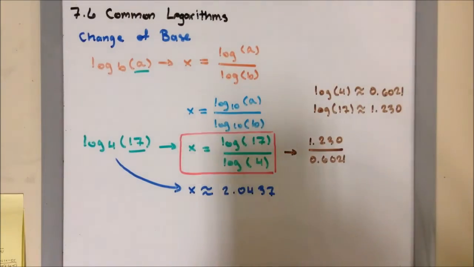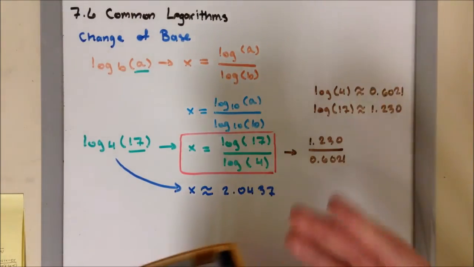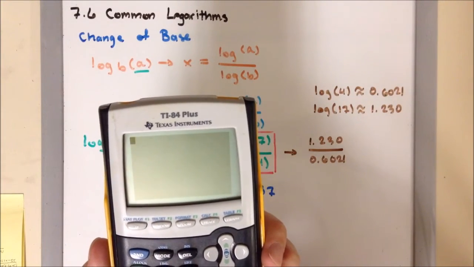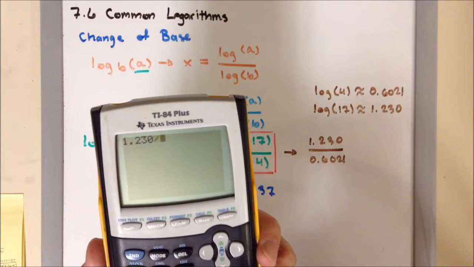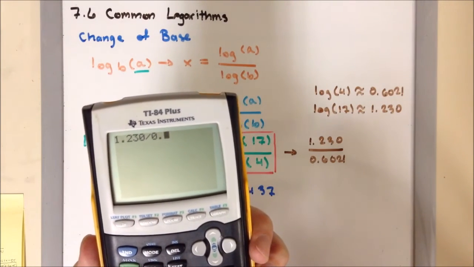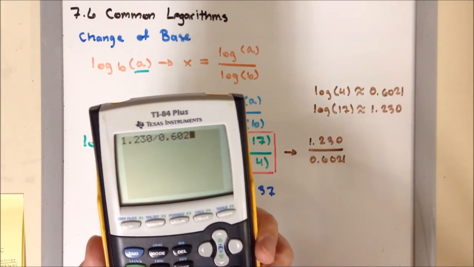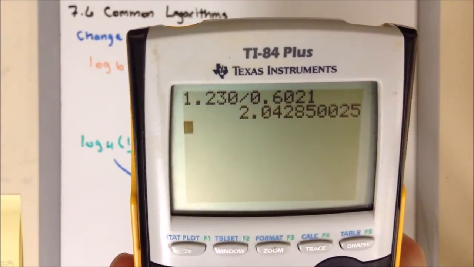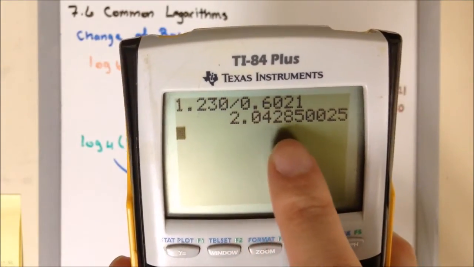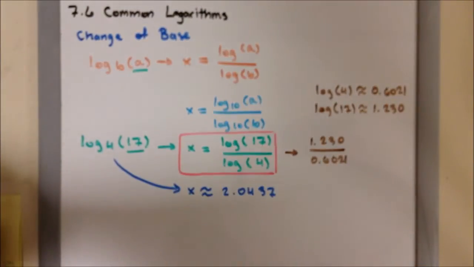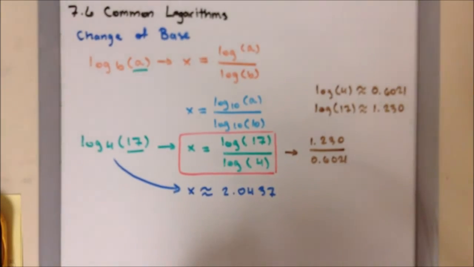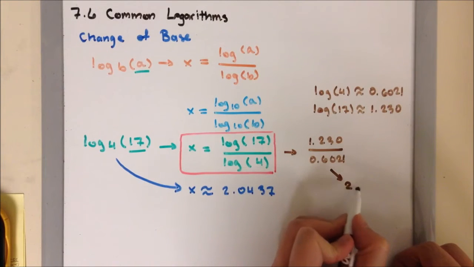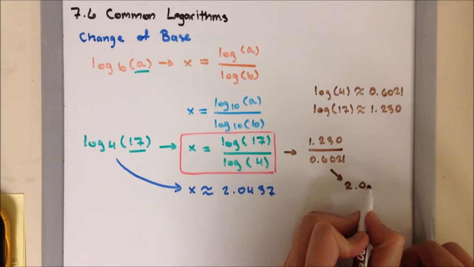And you were working with, say, a scientific calculator, or a calculator on a computer, or a calculator on your phone, let's punch in 1.230 divided by 0.6021. So I have it right here. I'm going to hit enter. I get 2.0428. So let me write that down. So this came out as 2.0428.